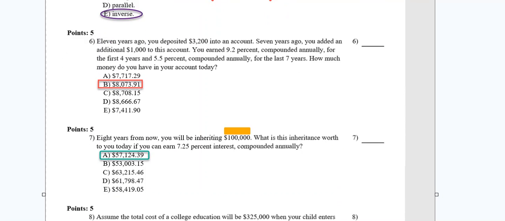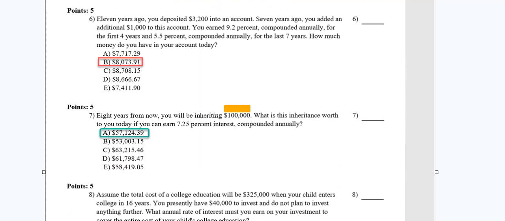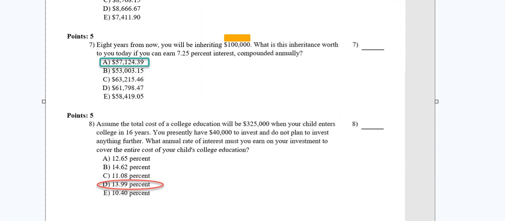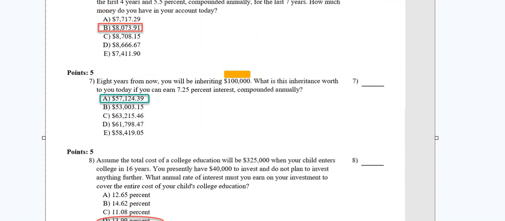Question number 7, and all of you have done excellent in questions 6, 7, 8, 9, and 10. Very little mistake, very little. So you did fabulous. 8 years from now, you are inheriting 100,000. So what is the worth of 100,000 if you get it after 8 years? What is the worth of it now?